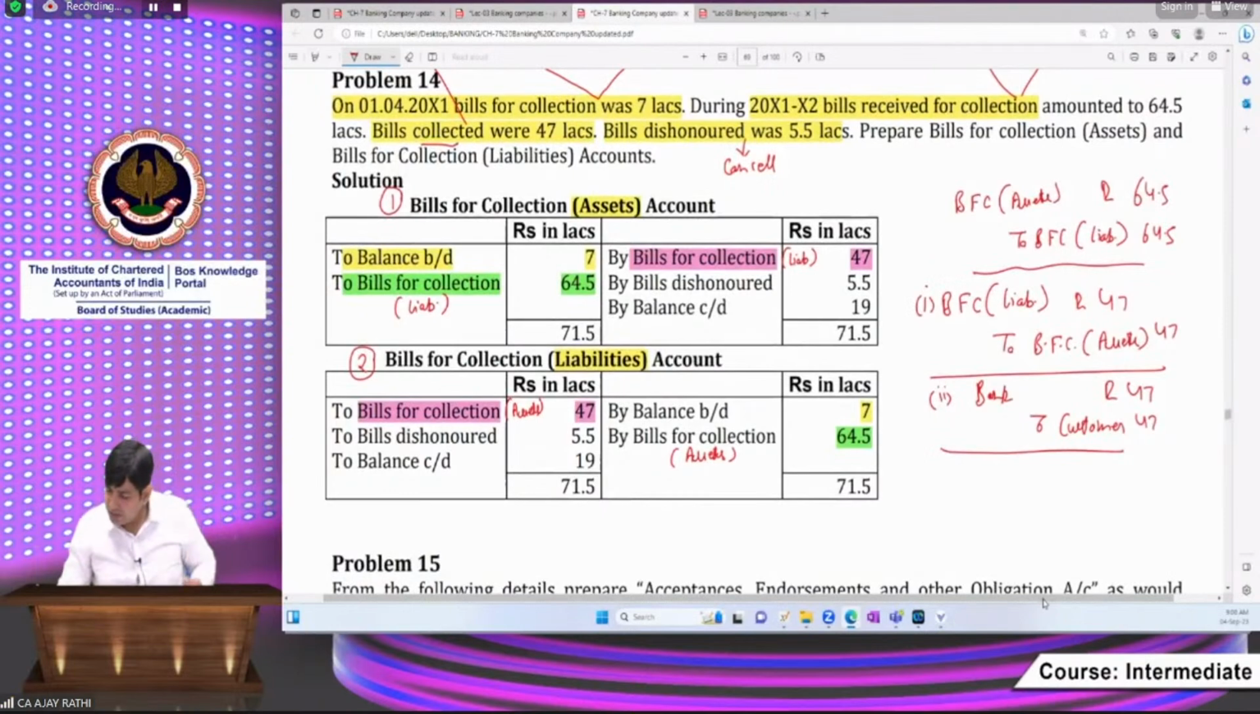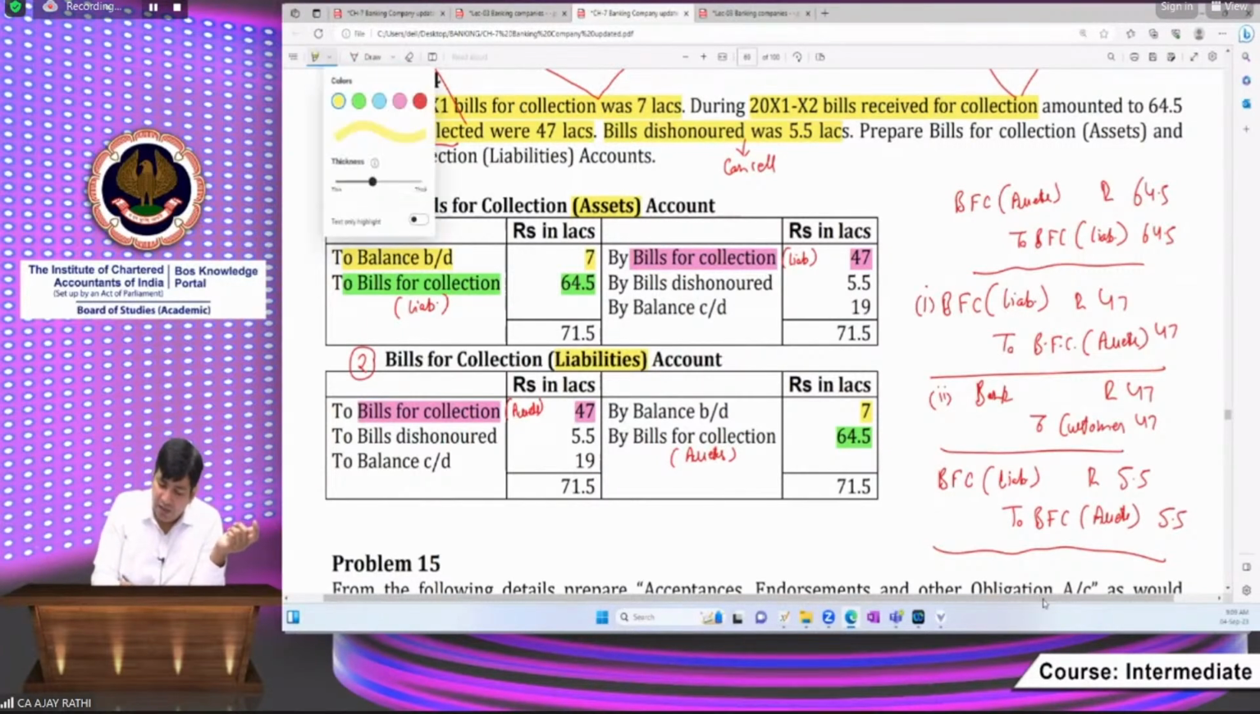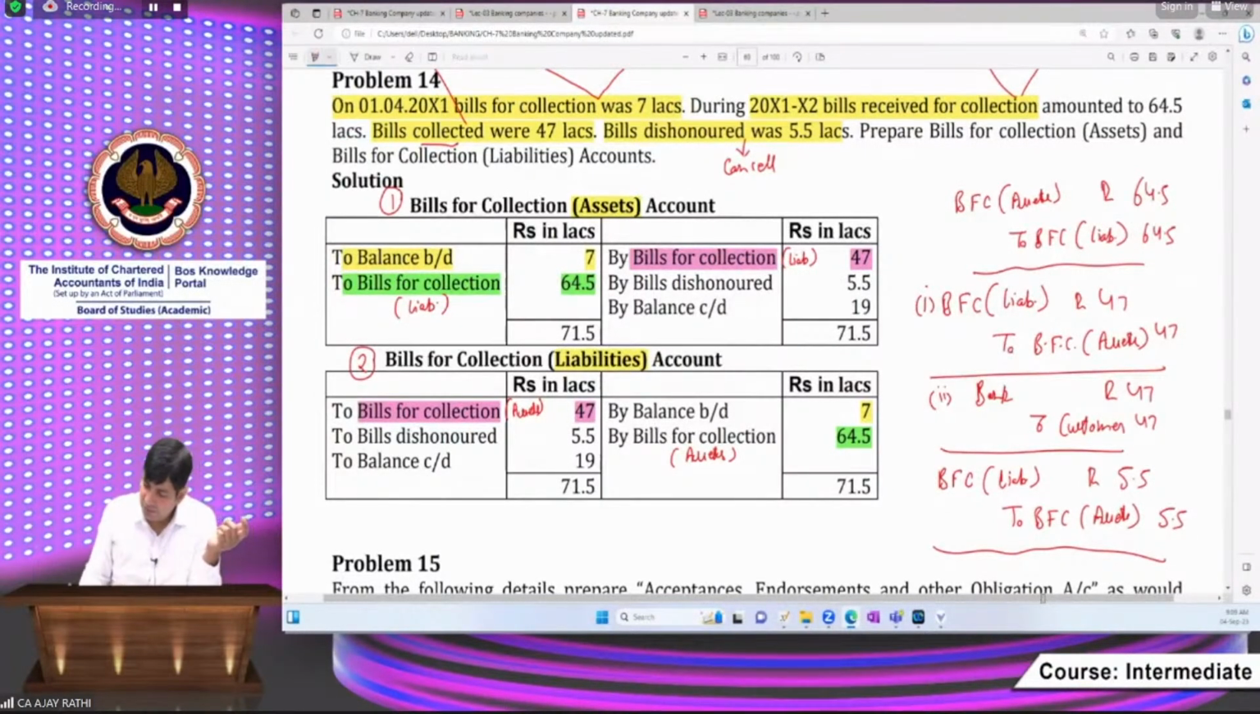Sir, again the same entry will be there. What will the entry be? Bills for collection, liability account debit, 5.5 lakh to bills for collection assets account. So easy it is. So we have to post the corresponding entries here.